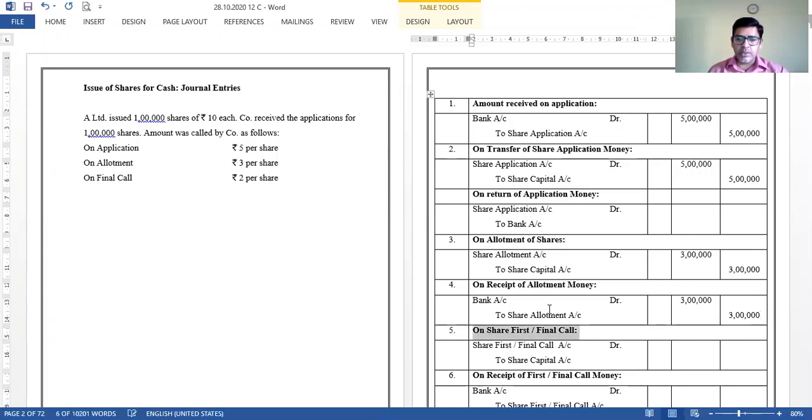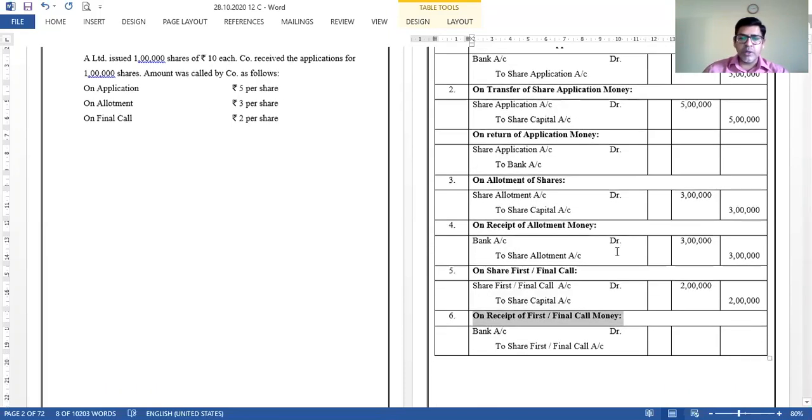Okay. Next is share first and final call. Share first and final call can be seen as rupees 2 per share. 1 lakh shares are there. So share first and final call account is debited to share capital at 2 per share. 1 lakh shares are there, so 1 lakh into 2 is 2 lakh rupees. So 2 lakh is the amount for the entry. Call has been made. You have received the amount.